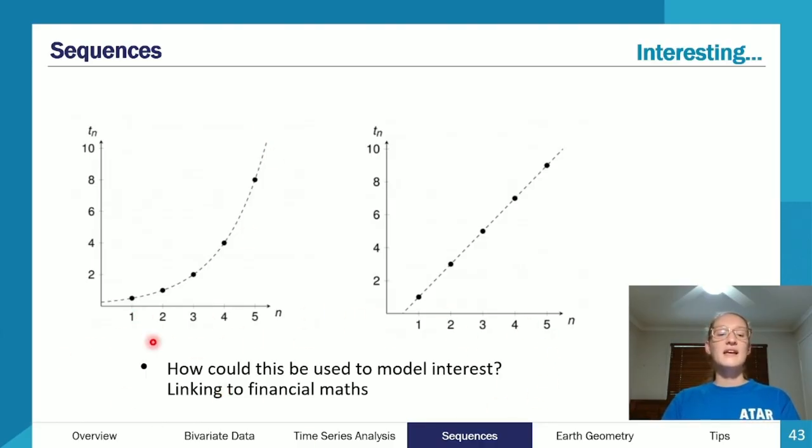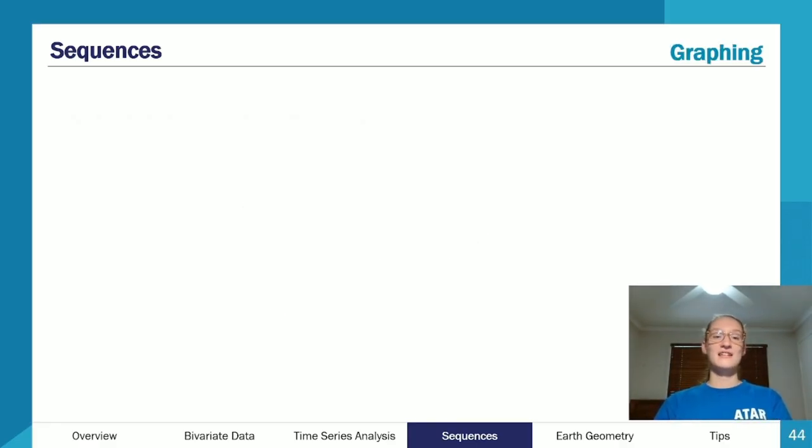And to make a link, you might not be quite up to here in Unit 4 yet, but to link it to financial maths, which one of these would model simple interest and which one of these would model compound interest? It's interesting. Keep in mind that in simple interest, we're adding the exact same amount of interest every time, but in compound interest, we're multiplying by a common ratio each time. So that's an interesting link between how you can model compound and simple interest using arithmetic and geometric sequences.